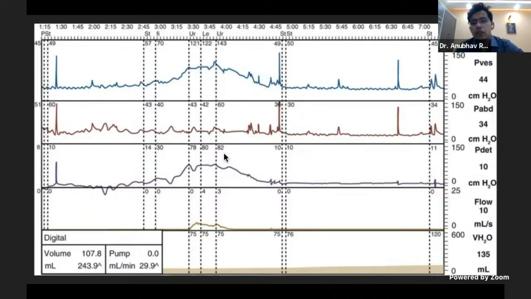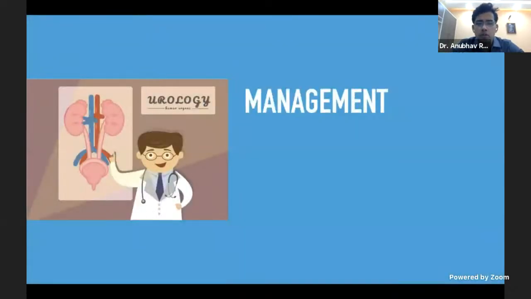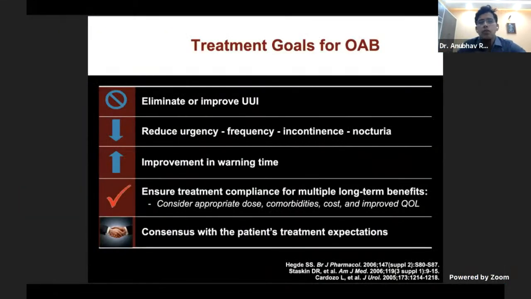So this is just for documentation, or if an invasive process is being done or the patient has failed the first two lines of treatment, then we order such tests. So coming to management, what are the treatment goals for overactive bladder?